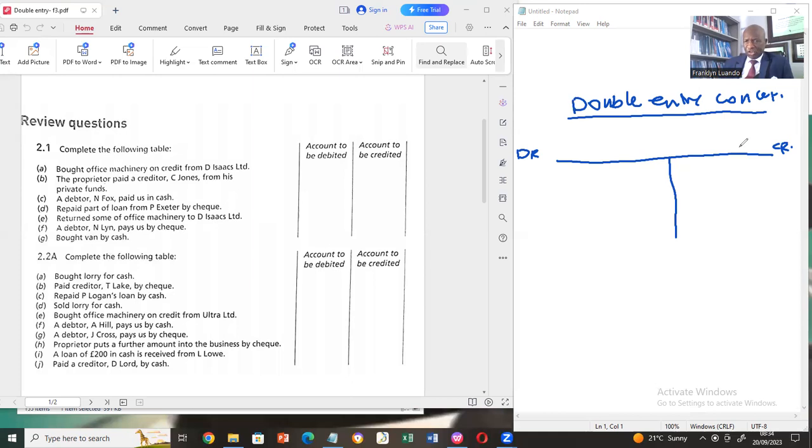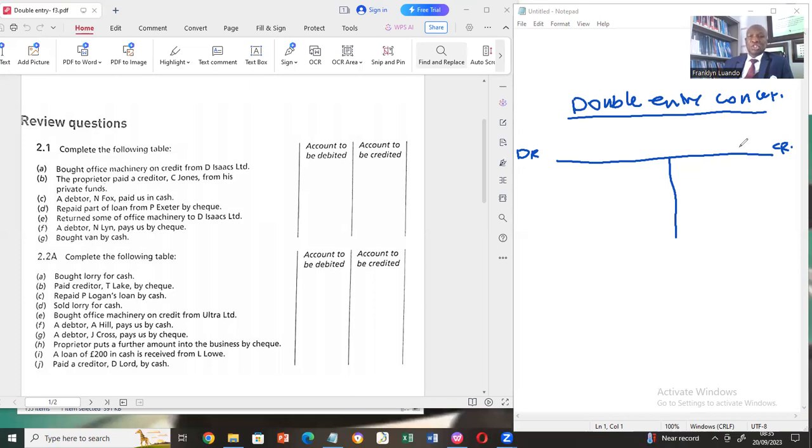The double entry concept states that for every transaction, there must be two accounts involved: the account that is receiving and the account that is giving. Therefore, the concept is debit, the receiving account, and credit, the giving account. That is the double entry concept.